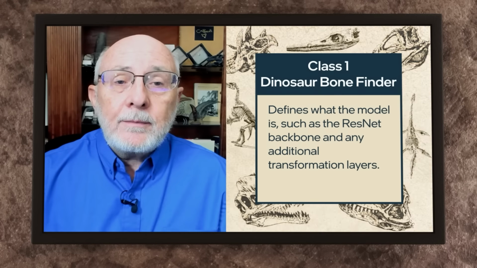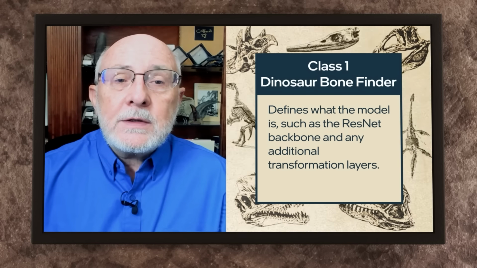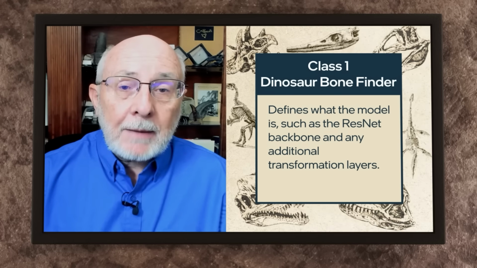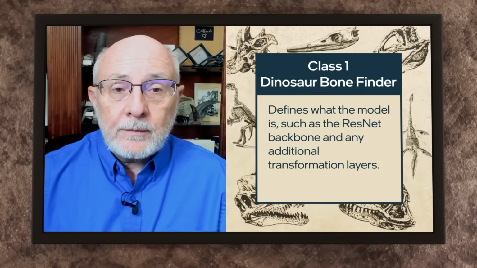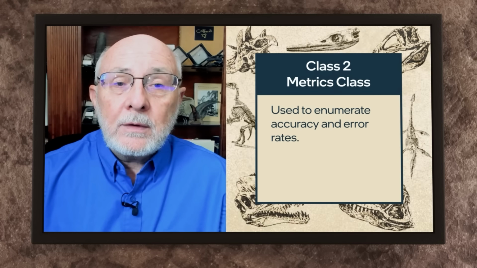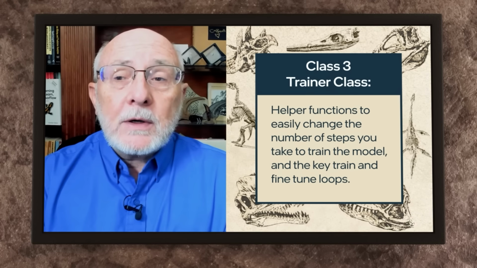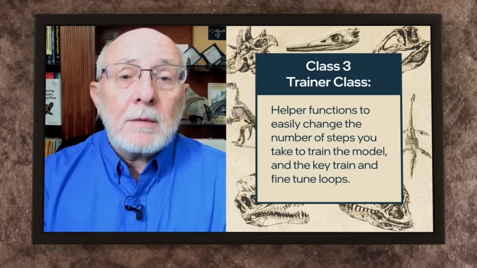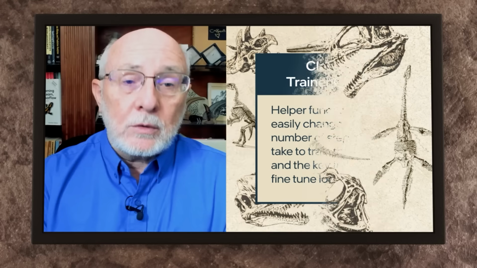My approach for using PyTorch was class-based. I defined a dinosaur class, but for some other use, you could create your own application class, whatever it is, whereas mine just happened to be focused on dinosaurs. Once I defined a dinosaur class, I implemented two additional classes, a trainer class and a metrics class. For this project, we had Class 1, Dinosaur Bone Finder. This defines what the model is, such as the ResNet backbone and any additional transformation layers. Class 2, Metrics class, which is used to enumerate accuracy and error rates. Class 3, Trainer class, helper functions to easily train the number of steps you take to train the model, and the key train and fine-tune loops.